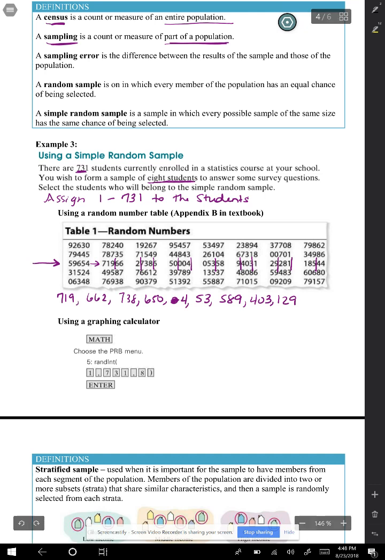The only thing you have to check is, remember, we're only going to 731. So if any of your random numbers you have are more than 731, you would need to discard those. So I'm going to discard the 738. So I have 1, 2, 3, 4, 5, 6, 7, 8 numbers, and that would be my random numbers that I would pick from the students.